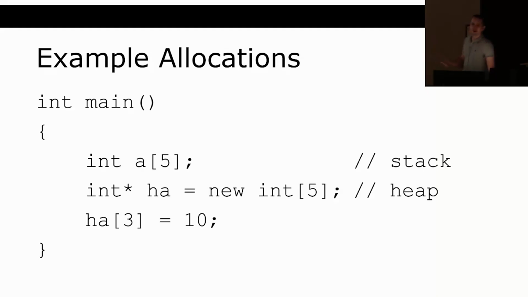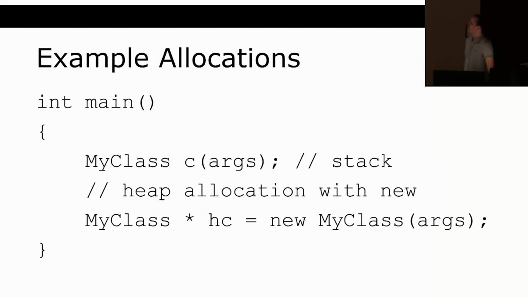And the syntax for that I'll get into in a little bit. And I have visual demonstrations of this as well. If I want to allocate a class, it's the exact same thing. So if I say MyClass c with some arguments for its constructor, then this is going to be allocated on the stack. So whatever's inside that class will be allocated on the stack.